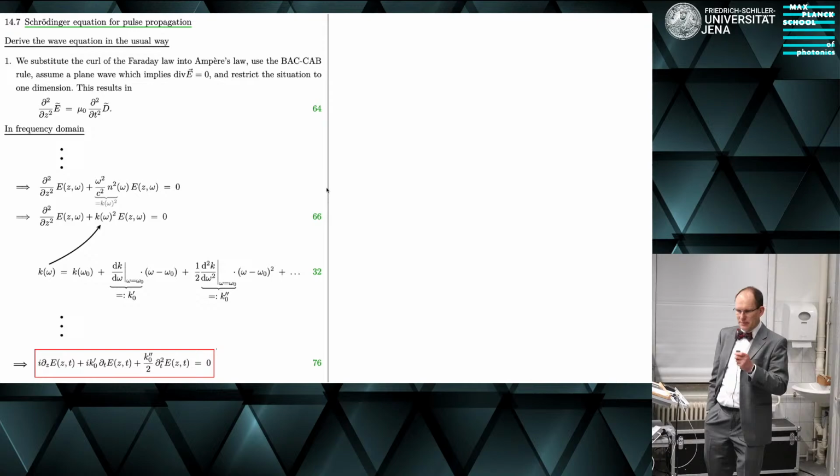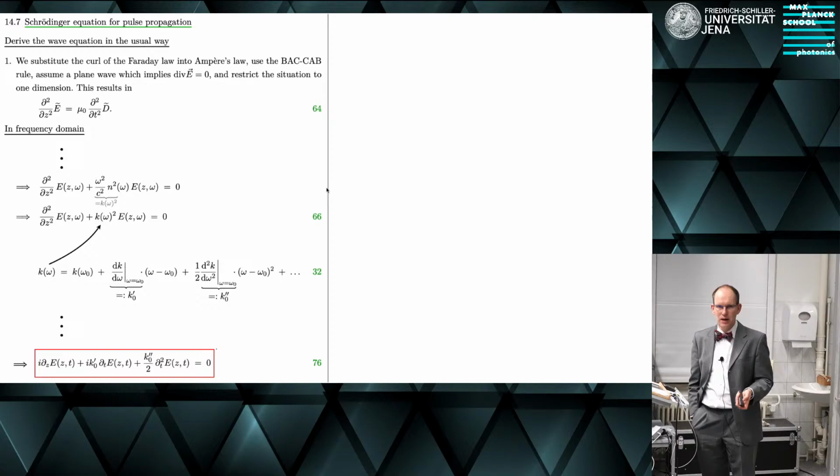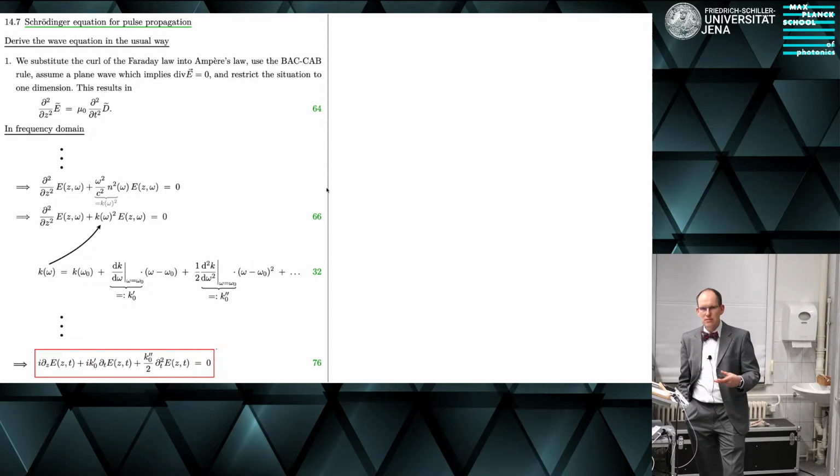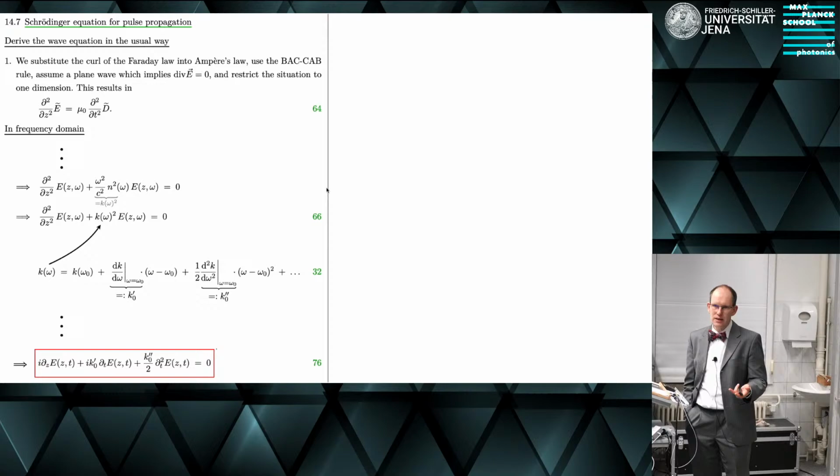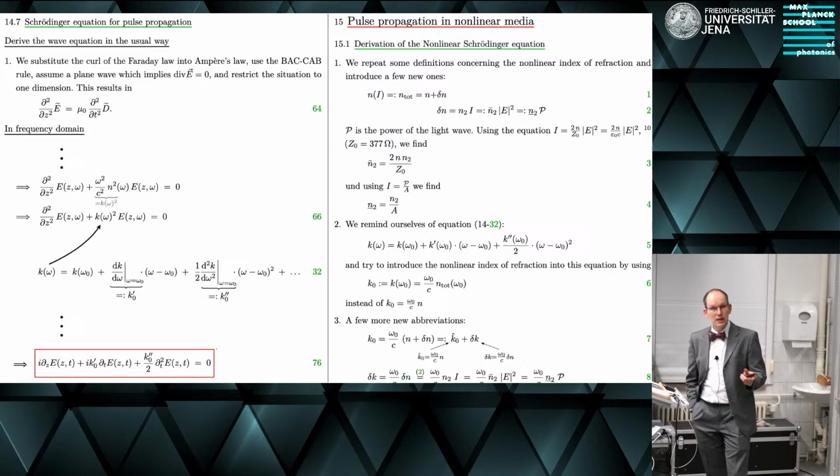Okay, so this is the linear case, just as a very quick reminder of what this chapter 14 is about, and I assume that you had a look at it. And I think that it's actually an interesting chapter beyond this course, because it describes at least some fundamentals of ultra-short or ultra-fast optics. So, now to the Schrödinger equation.